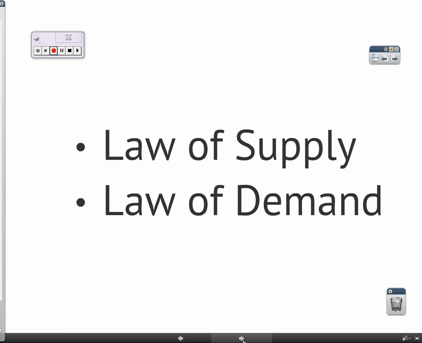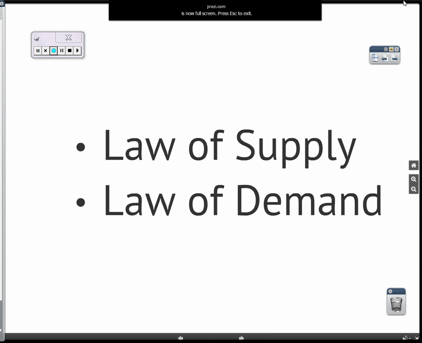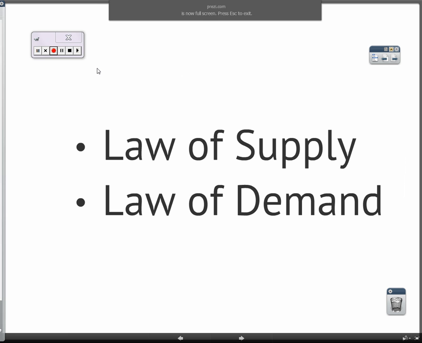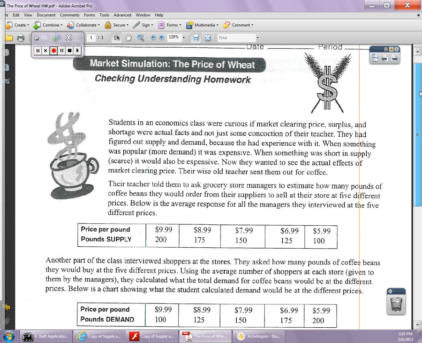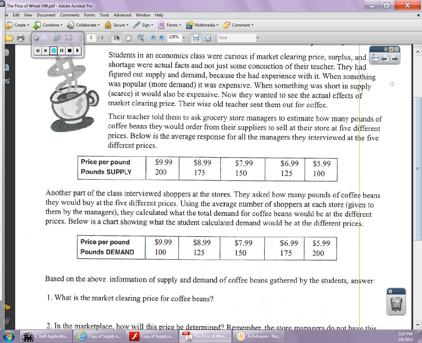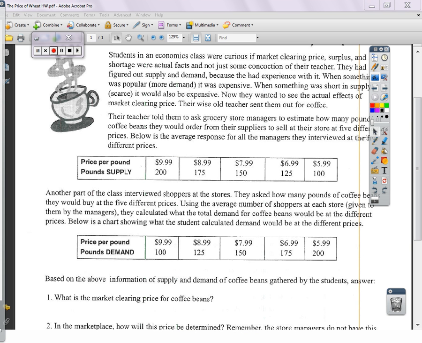So tomorrow when you come in, you're going to pick up the paper. Let me see if I can show you the paper. Hold on. You're going to see this paper. Market simulation, the price of wheat. If we had time, we would have done a simulation, but I want to try it this way. And you see right here, we have the price per pound. All right. That gives us the information to create the chart on the side for price. But we also down here have a demand.